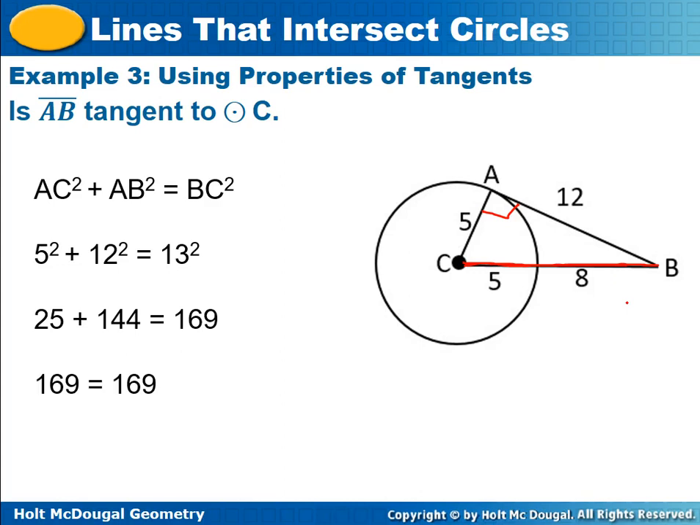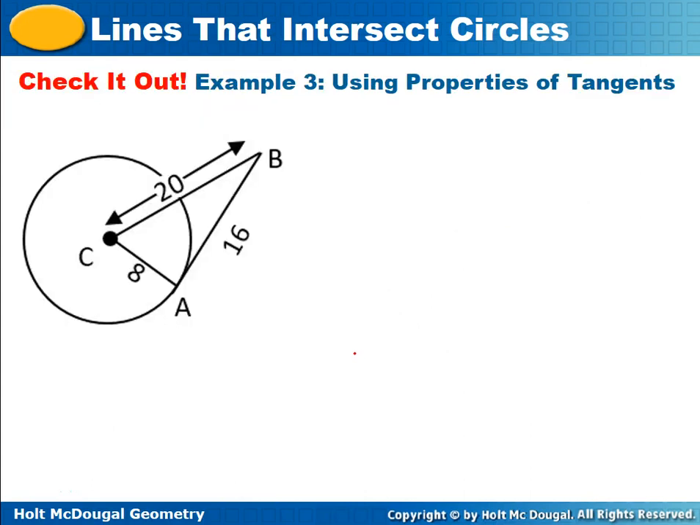So because a squared plus b squared equals c squared, we can say that this is a right triangle. Thus, we can say that this angle right here at A is a right angle. And thus, we can say that, yes, AB is a tangent to circle C. I want you guys to go ahead and do this with the Check It Out example 3 and then come back to me.